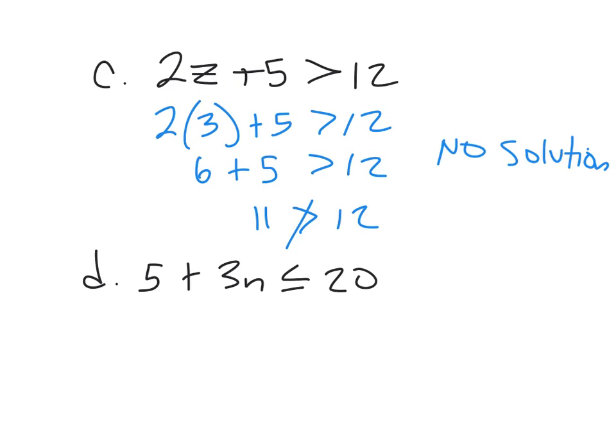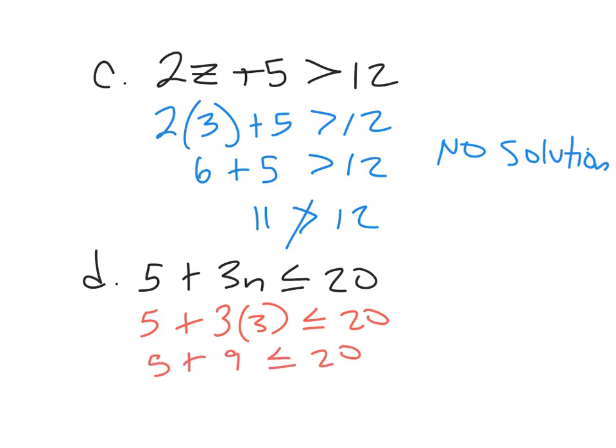All right, 5 plus 3n is less than or equal to 20. Let's plug in our 3. We have 5 plus 3 times 3. What's 3 times 3? 9. 9 plus 5? 14. Is 14 less than or equal to 20? Yeah, it's less than. So you would say yes, a solution.